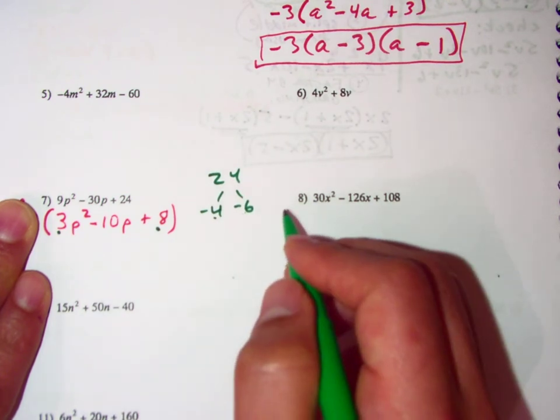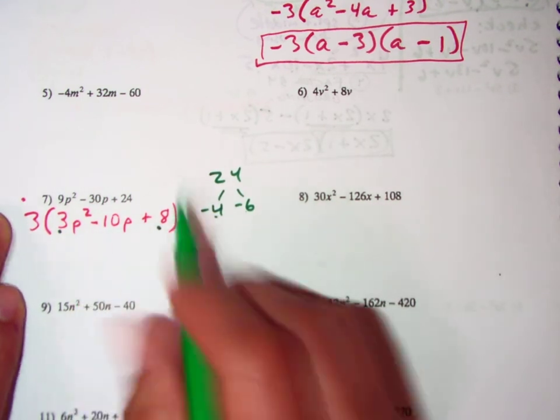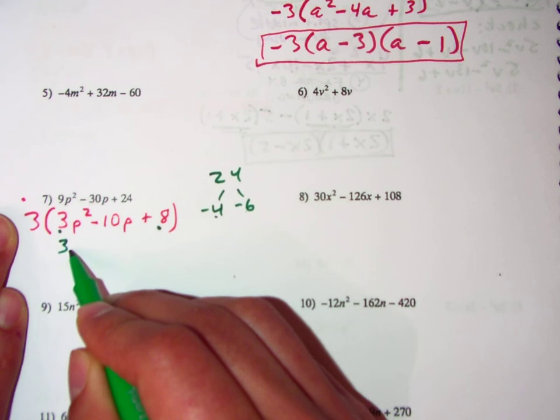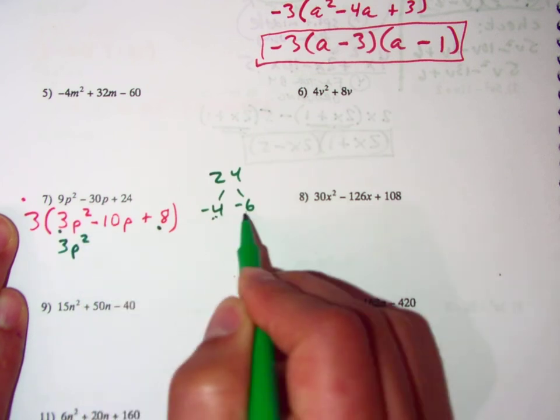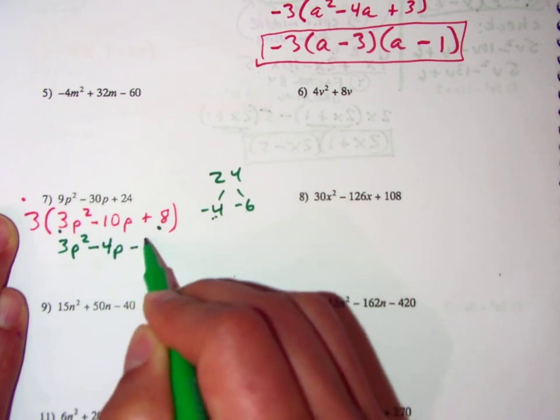Okay, so now what I would recommend doing is just kind of worry about this portion. So I'm going to rewrite 3p squared. I'm going to split the middle term using these two coefficients. So -4p minus 6p plus 8.